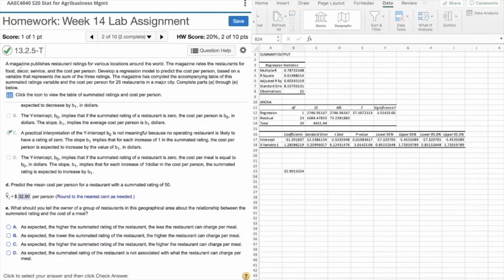Okay, part E. The summated rating and the cost of the meal: the relationship between them is a positive relationship because B1 is positive. So we choose C here.